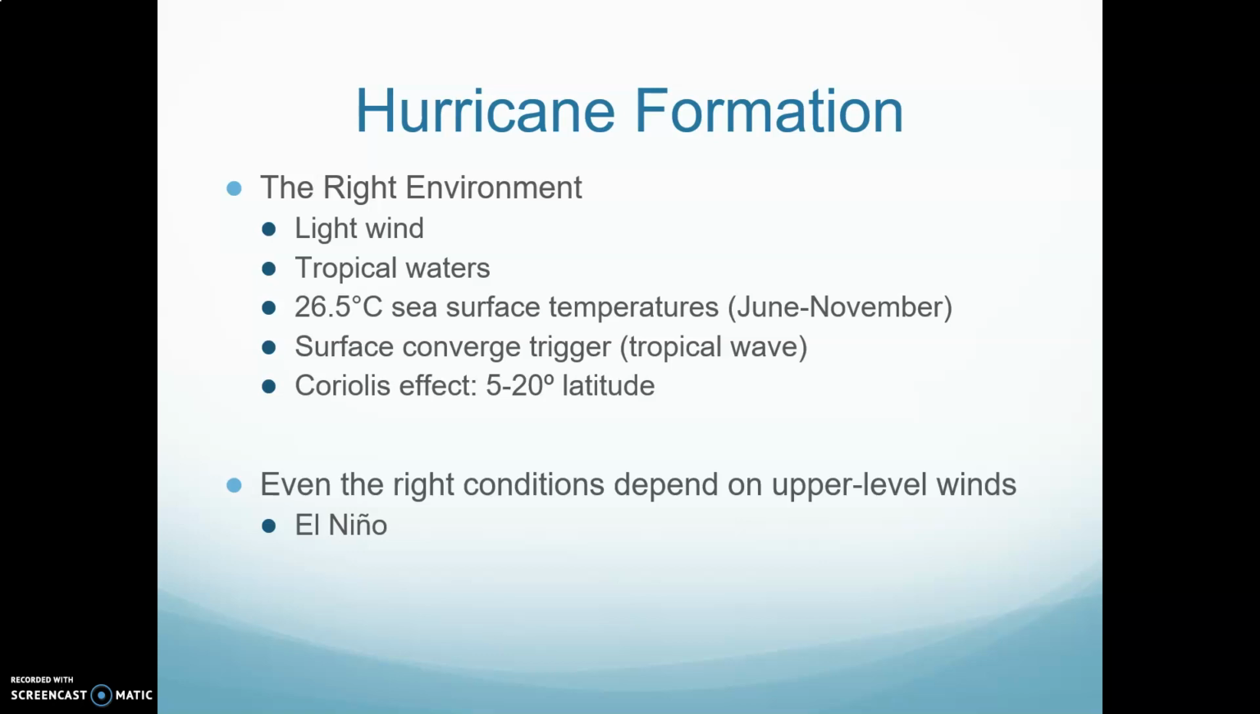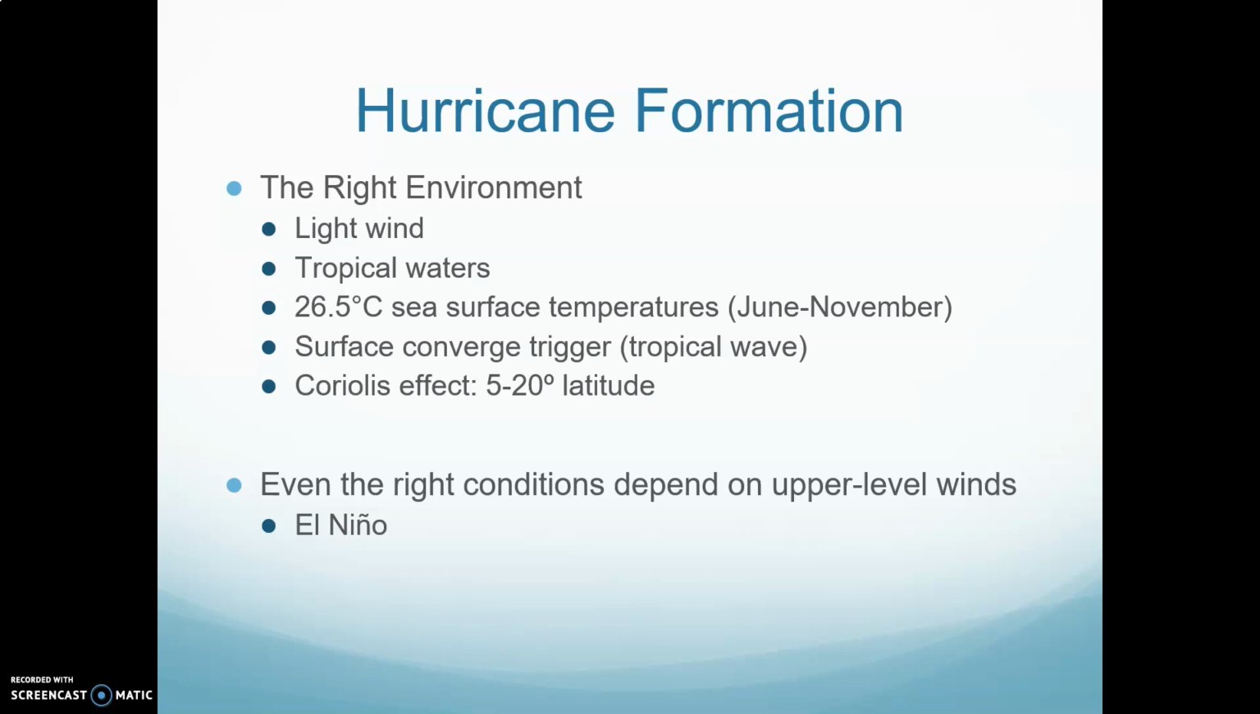You need light wind. If you have heavy wind, then it won't allow the storms to fully develop. Because of wind shear, it will cause the storms to turn and torque and dissipate before they can develop into anything big. Tropical waters, you need tropical waters because they are going to be warm enough, 26.5 degrees Celsius or higher. And this will happen most often between the months of June and November.